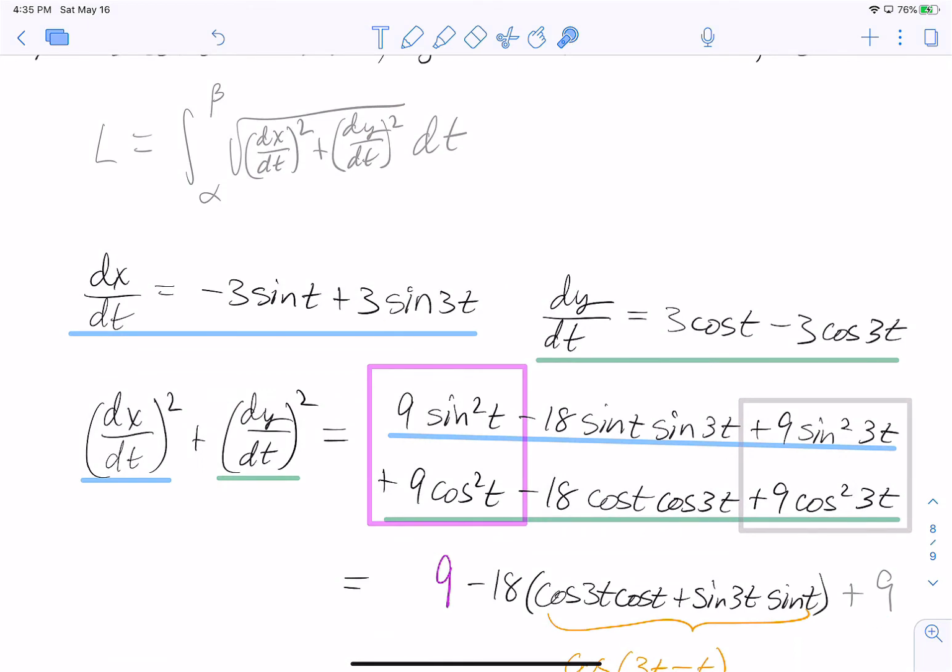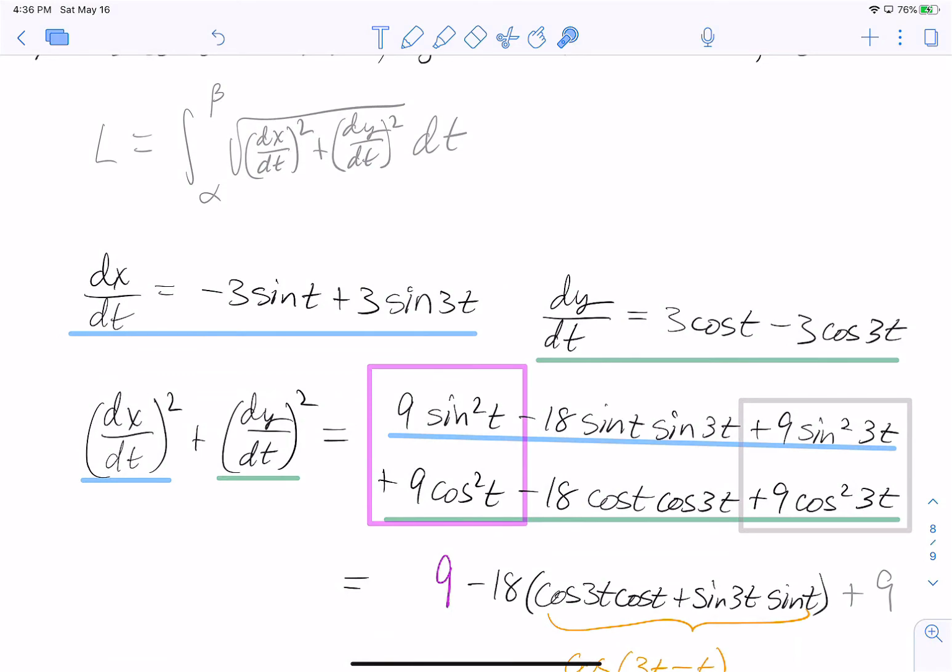For the cross terms here, we have negative 3 times 3 times the sine of t times the sine of 3t, and we're going to double that, likewise for the dy dt expression. And so we can factor out a negative 18, and we have left here, I rearranged some terms, cosine of 3t times the cosine of t plus the sine of 3t times the sine of t.